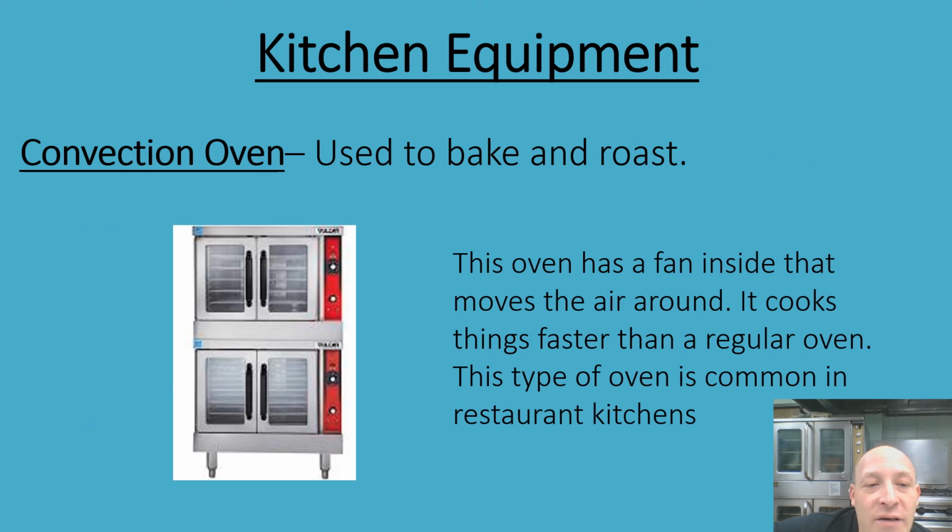This is called a convection oven. It's used to bake and roast. This oven has a fan inside of it that moves air around. It cooks things faster than a regular oven. This is the type of oven that is usually found in restaurants.